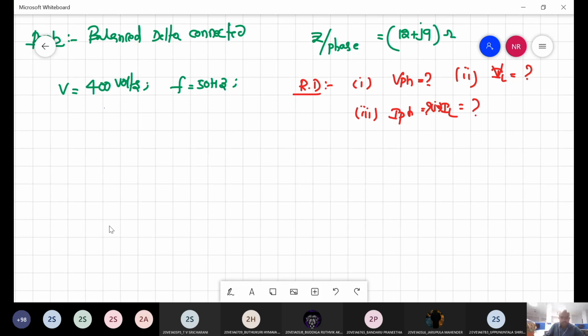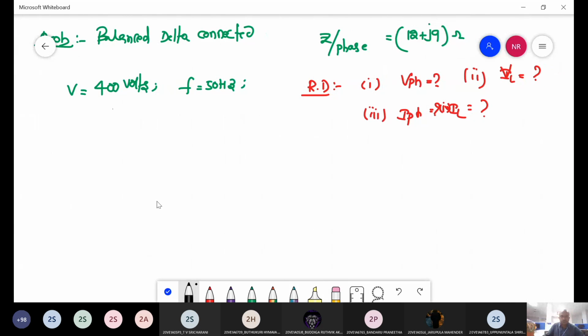So here it is delta connected. The resistor, and the plus indicating that Z is equal to R plus jX. Is it XL or XC? L, sir. How can you say that it is L? Because of the plus sign. That's why XL. So this is one phase.